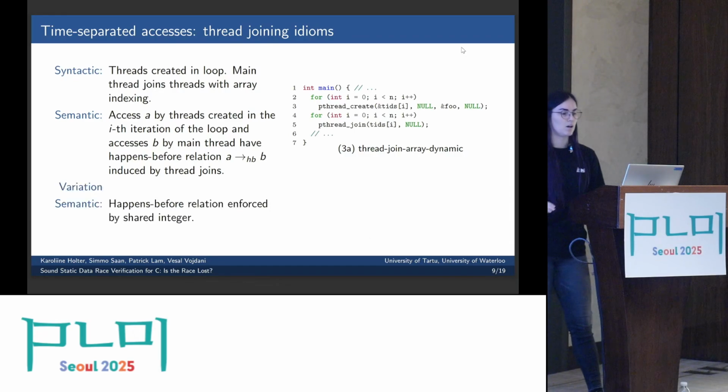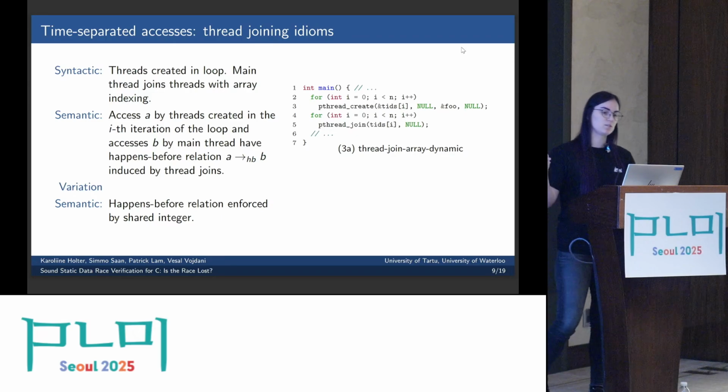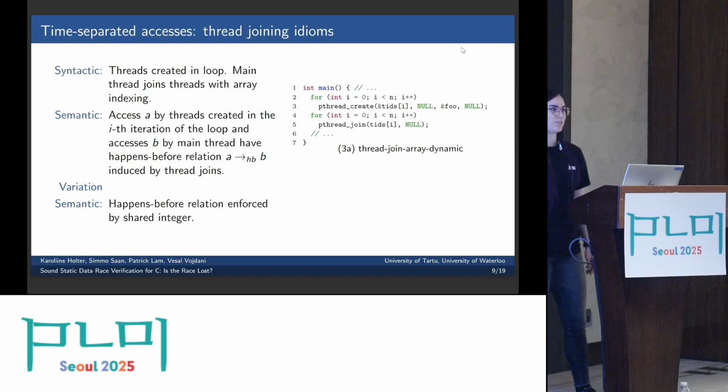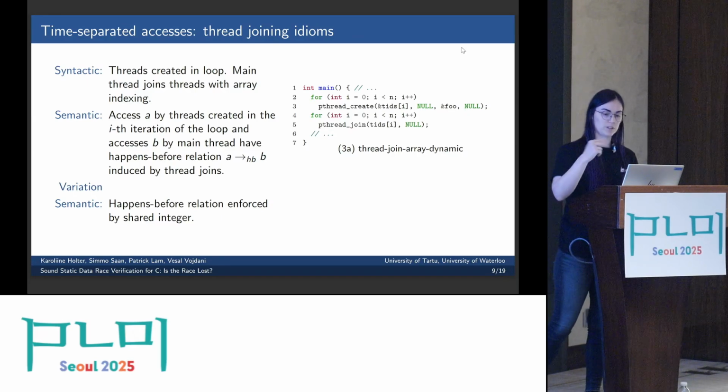And then a variation of this is, instead of joining the threads, there was a shared global integer where the main thread was counting how many threads are still alive. And if that reached 0, then there's a happens-before relationship again between the main thread and the worker threads.